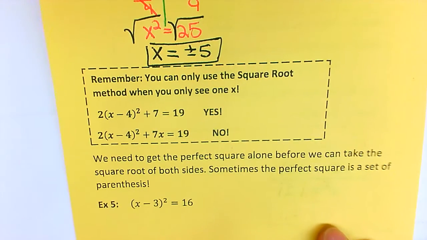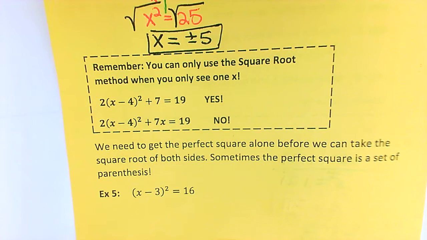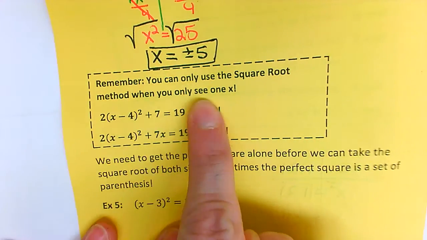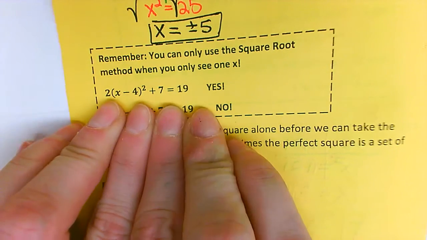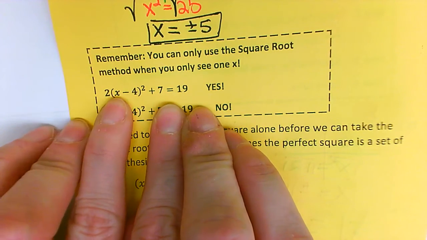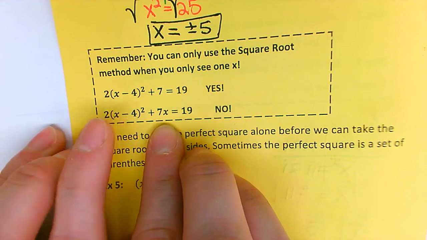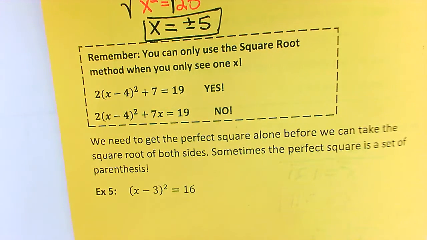Okay. So, these next few problems are going to be a little bit different. Remember, you can only use the square root method whenever you only see one x. So in this problem, the first one up there, I only see the x written down once, so I could use the square root method. But look at the one underneath it. I see an x here and an x here, which means I cannot use the square root method.